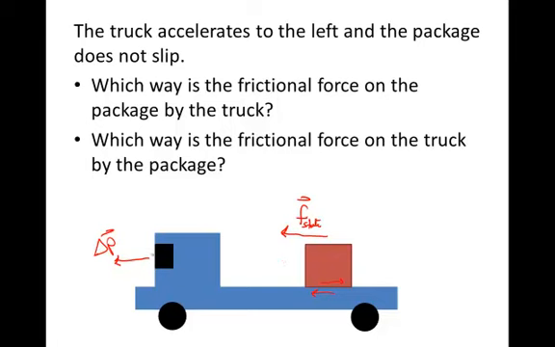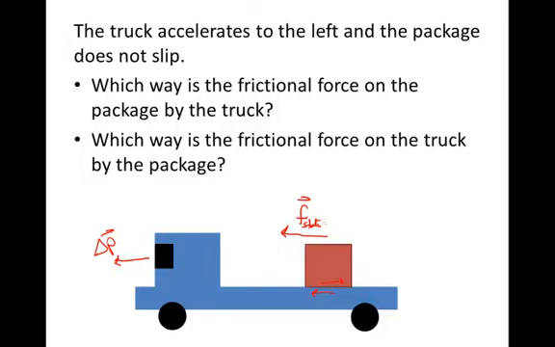Another way to think of it is, if it's not slipping on the back of the truck, it has a delta P in the same direction. Its momentum is changing to the left as well. The only way that delta P can be in that direction is if there's a net force to the left. What's applying that net force? Well, really the only force in the horizontal direction that makes any sense is the static friction.